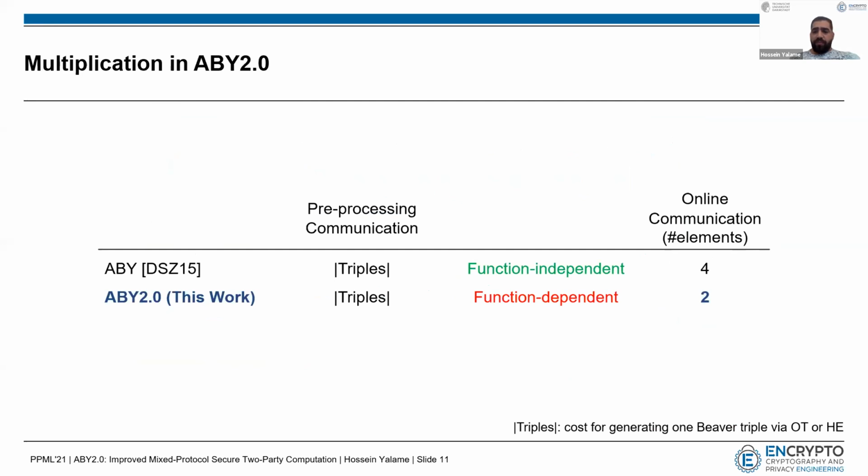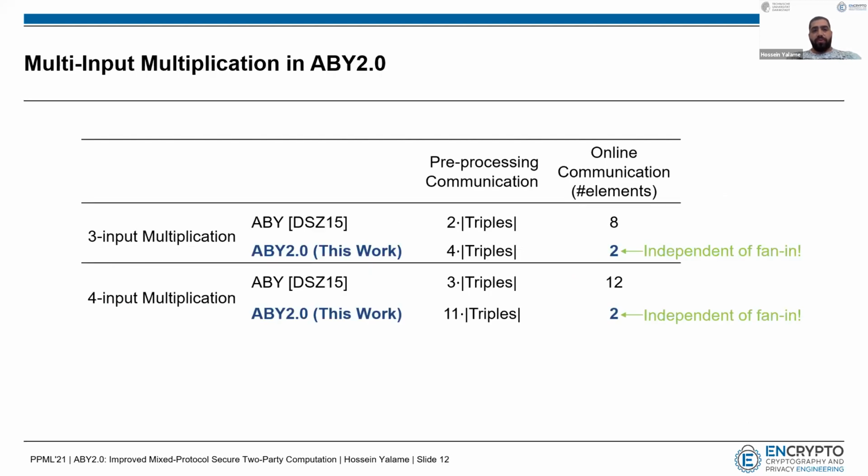Here, compared to ABY, the online communication for each multiplication is 2 elements, which is 4 for ABY. And as I said, we are function dependent, but ABY is function independent, with the same preprocessing communication. Here we can say we are about 2 times more efficient considering online communication. And we also extend 2-input multiplication to 3 and 4 inputs. We can say our online communication is independent of the fan-in of the gate. For example, for 4-input multiplication in ABY2, we just need 2 elements, but it is 12 in ABY. And that is also a first in the literature.